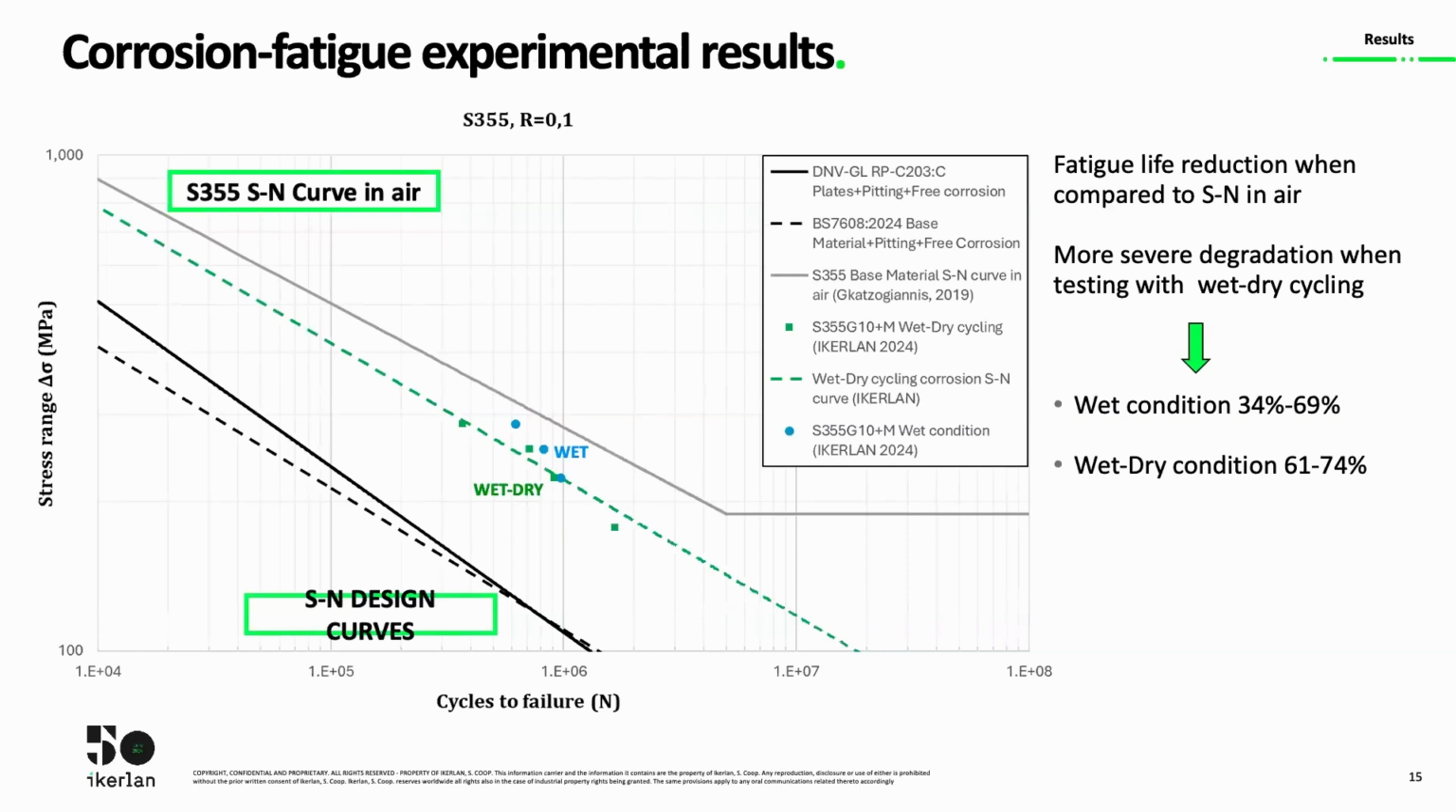In the image, I'm showing the fatigue life experimental results obtained during the wet condition and the wet and dry condition. In this image, we can observe a fatigue life reduction when compared to the SN curve in air. And also, this degradation was more severe when testing in the wet-dry cycle. This degradation was estimated in the case of the wet condition around 34 to 69% and 61 to 74% for the wet and dry condition.